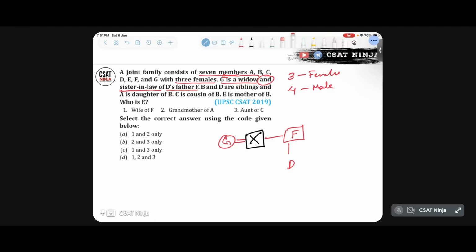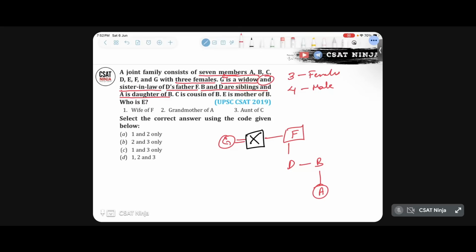Next step is B and D are siblings. That means B and D are siblings. I'm going to draw that. B and D are siblings, but I don't know the gender of B as well as D. Next step. A is a daughter of B. A is the daughter of B there.